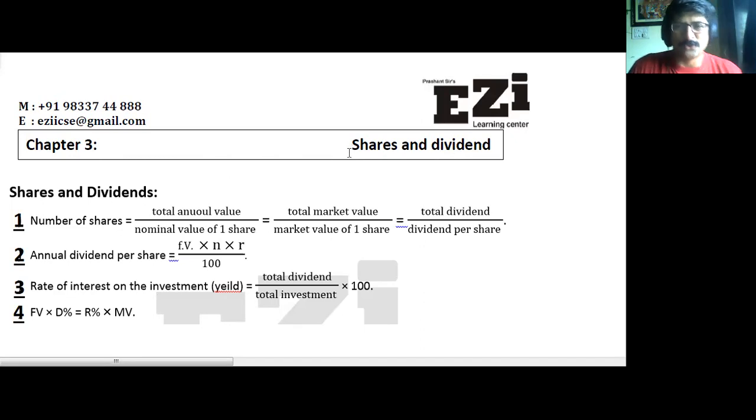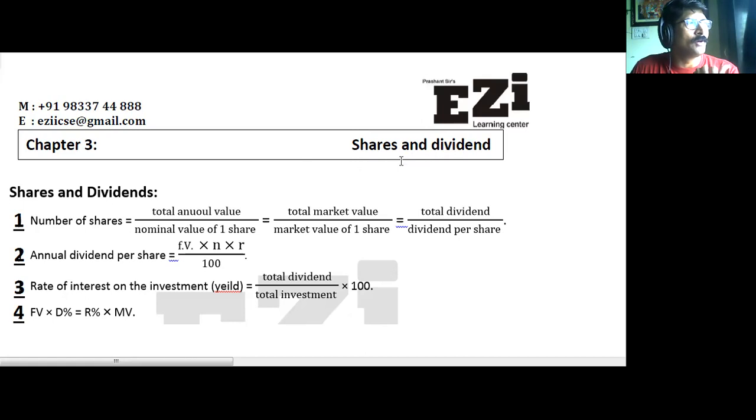Anyway, it is going to be very useful for your personal life also. Even if they remove this chapter from the syllabus, nothing to worry. You will have at least some piece of knowledge by which you can do further studies of the shares and dividends. So this chapter is very basic, at 10th standard level.